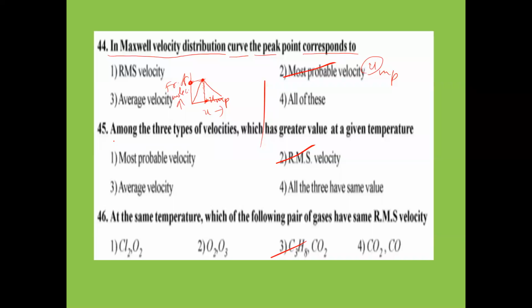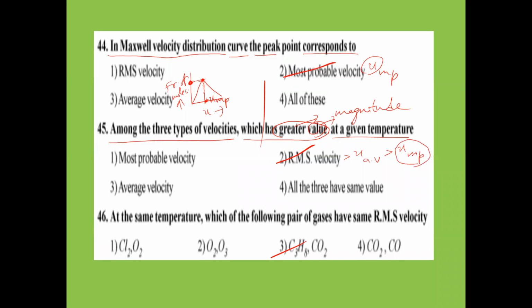Okay. Next one. Among the three types of velocities, UMP, U average and U RMS, which has the greater value at a given temperature? Greater value means greater magnitude. The magnitude is greater for RMS velocity. So RMS velocity is greater than U average, and U average magnitude is greater than UMP.